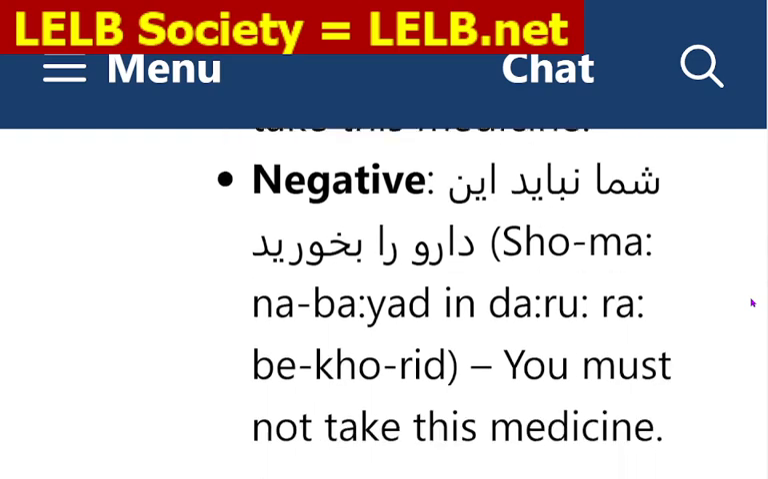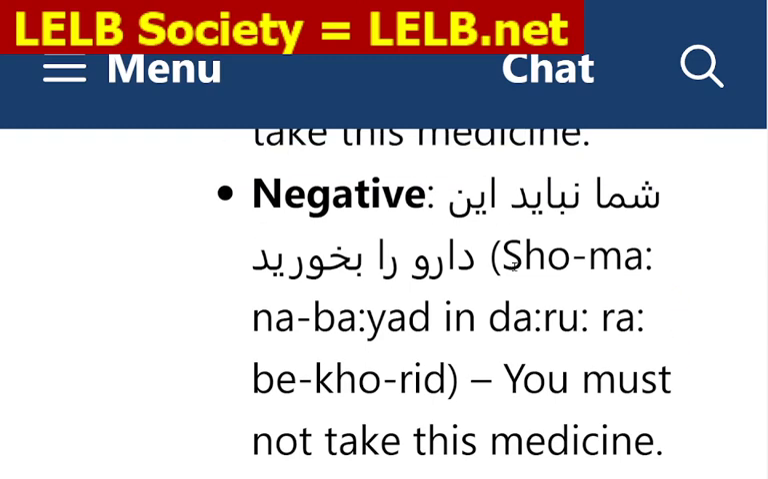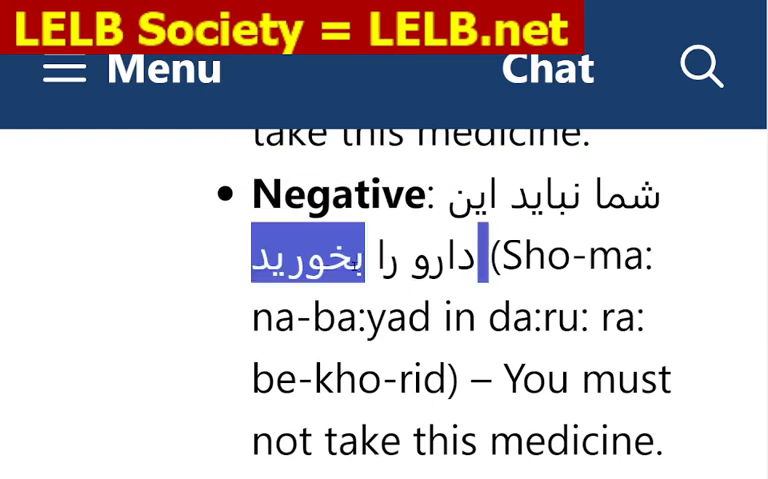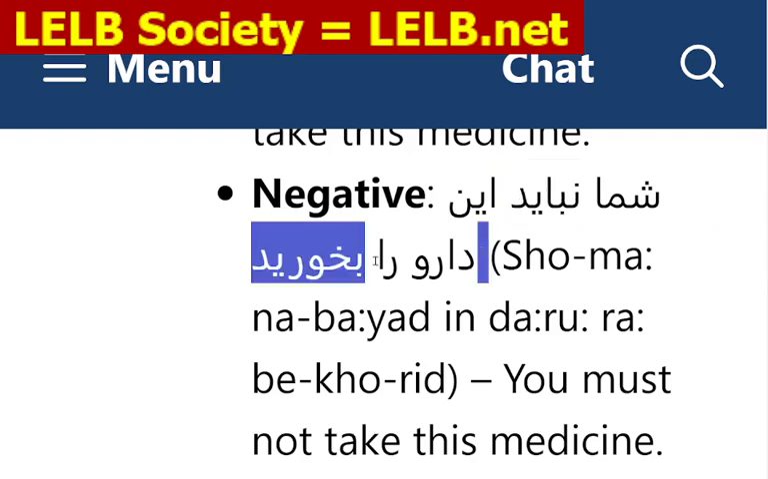So شما نباید این دارو را بخورید. Again, the principal verb is positive or affirmative. Just باید changes to نباید. Okay? Do not use double negation. Do not negate بخورید either.